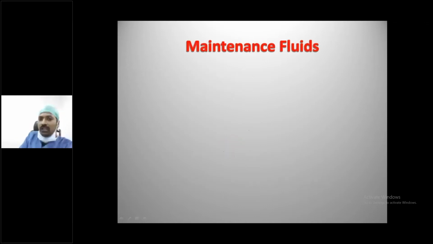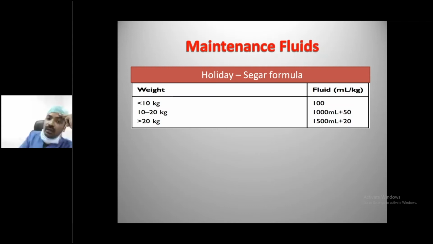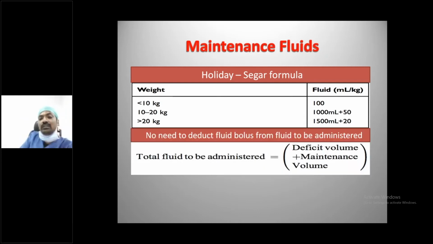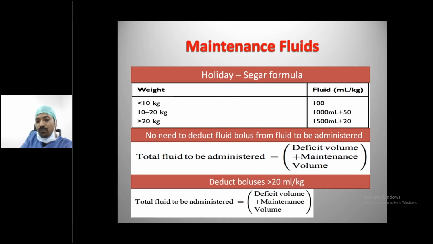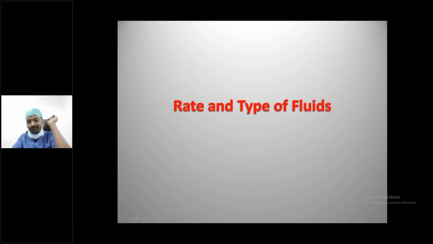As we all know, calculation of the maintenance fluid is as per the Holliday-Segar formula based upon their weight. Previous guidelines suggested reduction of the fluid bolus from the calculated fluid, but nowadays, with the conservative approach to estimating the fluid deficit, there is no need to deduct the fluid bolus from the fluid to be administered. Just calculation of the deficit and maintenance volume is sufficient. But deduct boluses if you have to give more than 20 ml per kilo from the fluid calculated. So boluses above 20 ml per kilo, deduct them, but boluses below 20 ml per kilo need not be deducted from the calculated fluid.